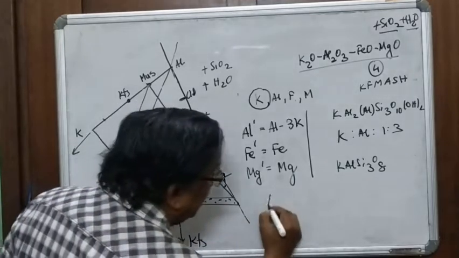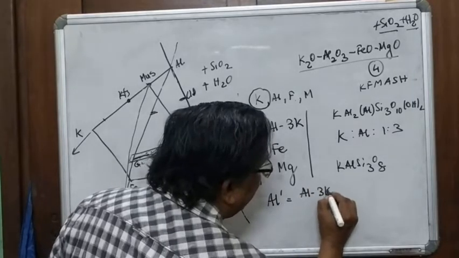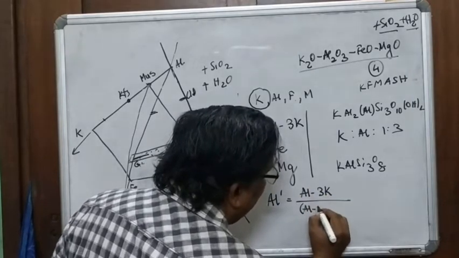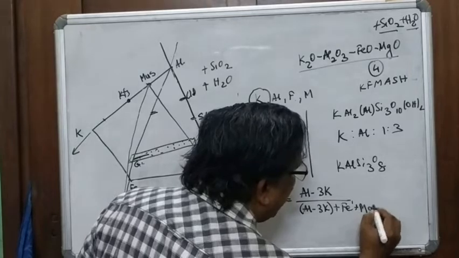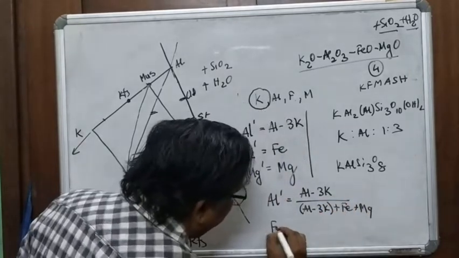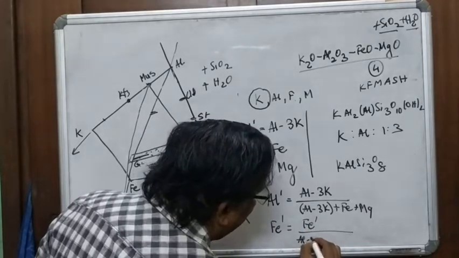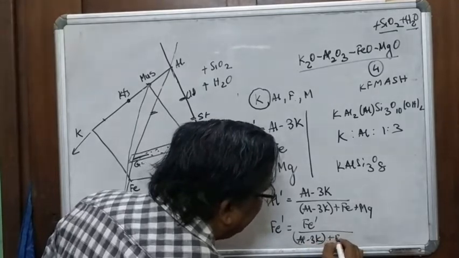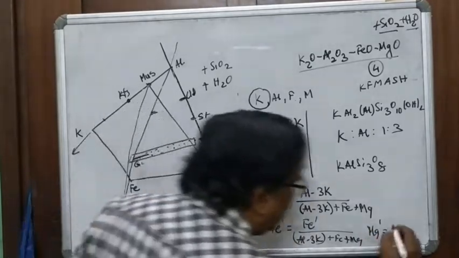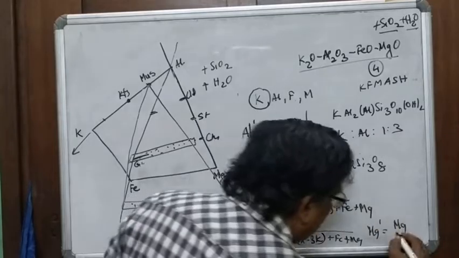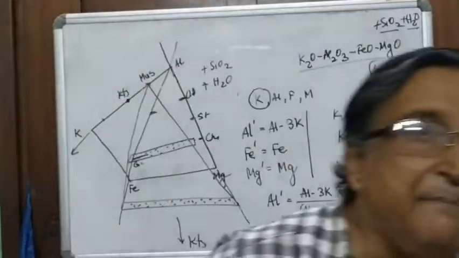And so finally, your Al prime will be equal to Al minus 3K divided by Al minus 3K plus Fe prime plus Mg prime, or Fe plus Mg. And Fe prime will be equal to Fe divided by Al minus 3K plus Fe plus Mg. And what will be Mg prime? Mg prime will be equal to Mg, divided by the same denominator. That is the basis of your AFM projections.